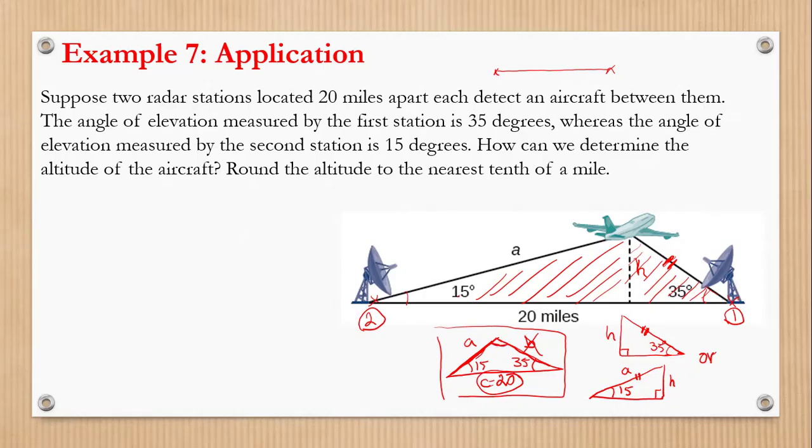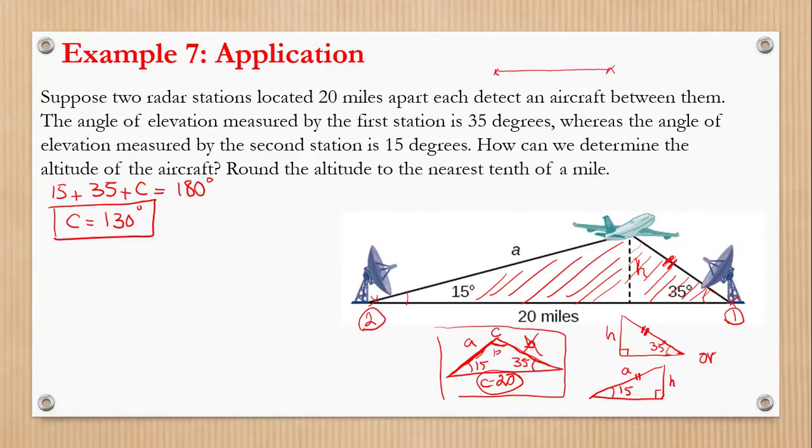But what is the angle C? How much is this angle? If one angle is 15 and the other angle is 35, we can find angle C because we know the sum of all three angles is 180. 15 plus 35 is 50, and if I subtract 50 from 180, I get that C must be 130 degrees.